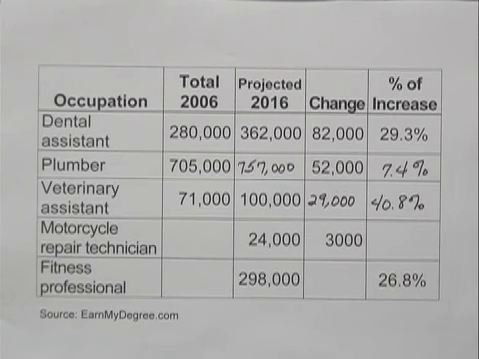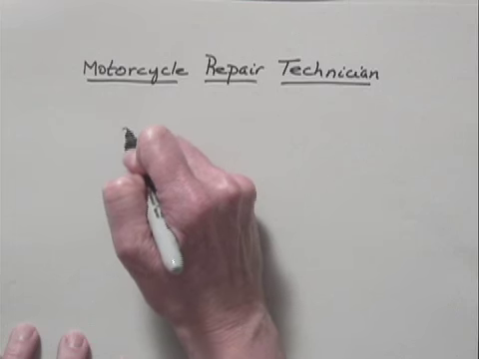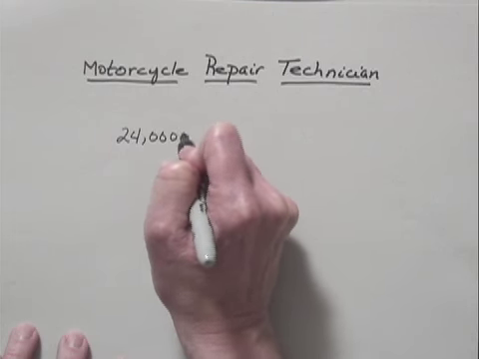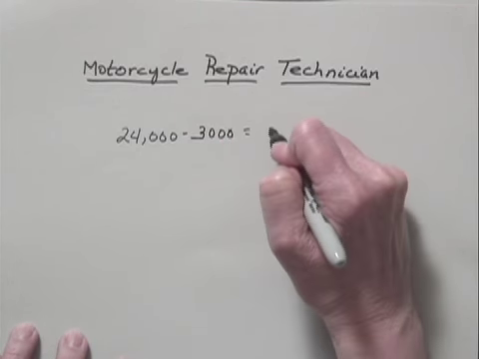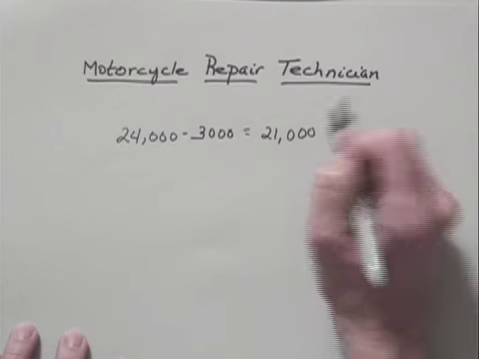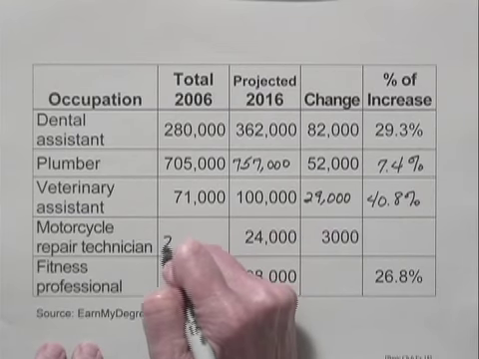Now let's consider the motorcycle repair technician. We can subtract to find the total in 2006. We know the projected number for 2016, and we know the change. So let's subtract to find the number of jobs in 2006. It's 24,000 minus 3,000, which is 21,000. So this is the number for 2006.